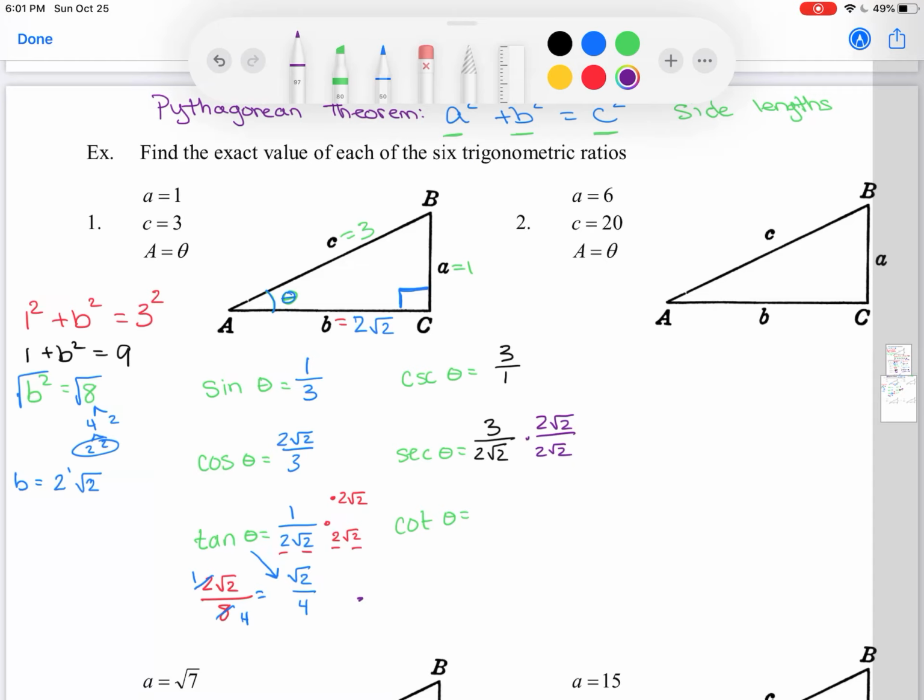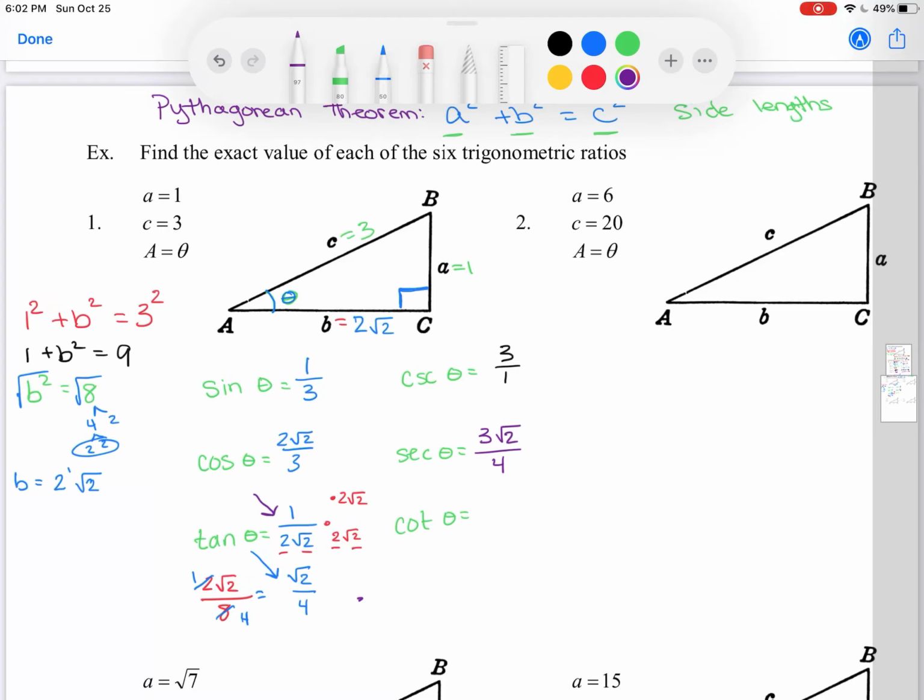I don't like square roots in the denominator, so let's get that out. Same process, multiply top and bottom by 2 root 2. And when we simplify, and I'm going to erase my work here, but when you simplify, your final secant value should be 6 root 2 divided by 8. We can, of course, simplify that to 3 root 2 divided by 4. Okay, a little bit different of values compared to the cosine version, but that's because we had to do the conversion of the square root.